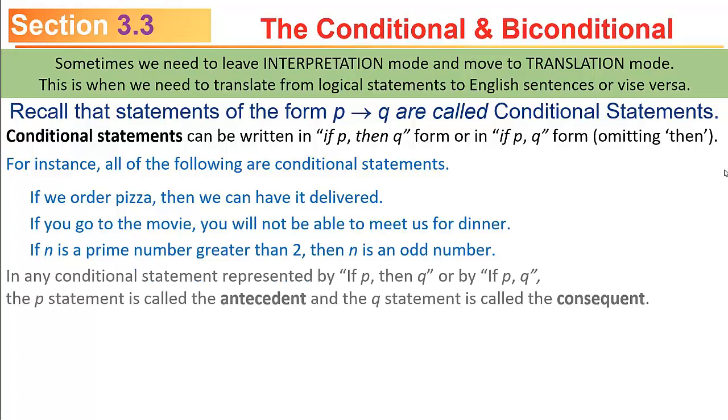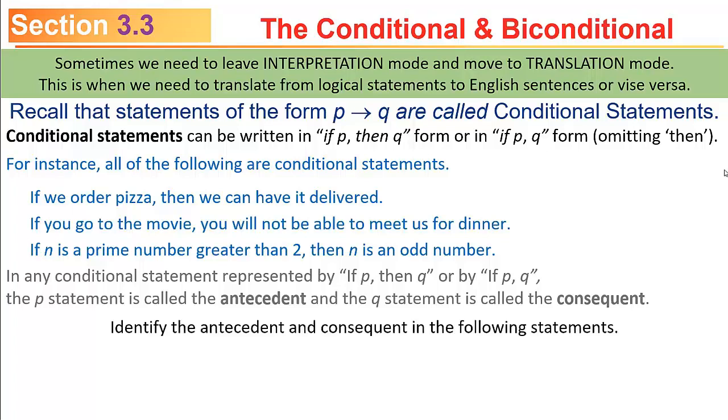In any conditional statement represented by if P then Q or by if P, Q, the P statement is called the antecedent, as I've mentioned earlier, and the Q statement is called the consequent. Occasionally you'll see the antecedent called the hypothesis and the consequent called the conclusion. So, identify the antecedent and consequent in the following statements.